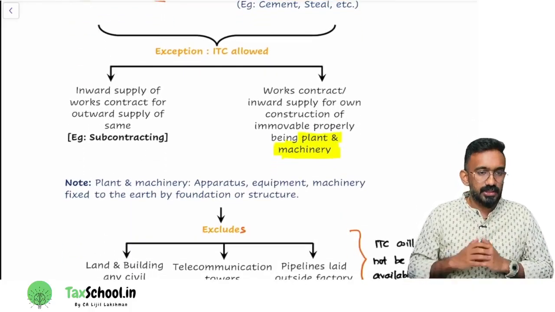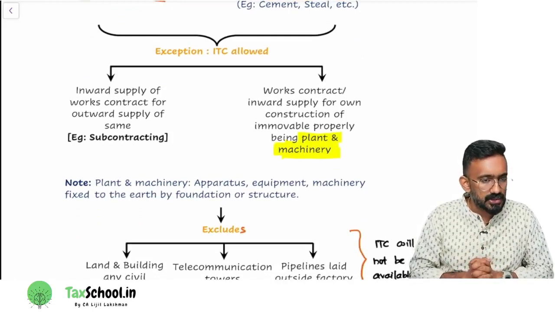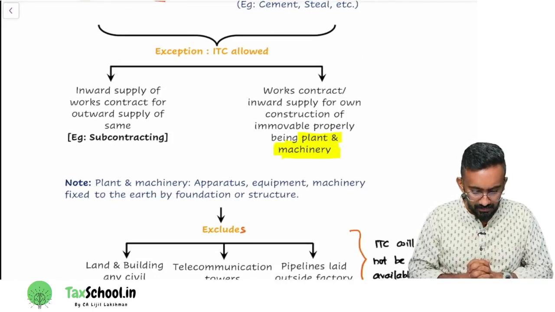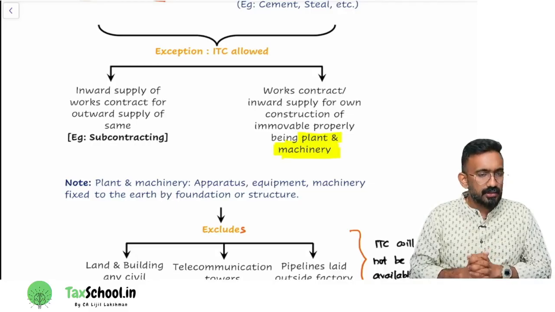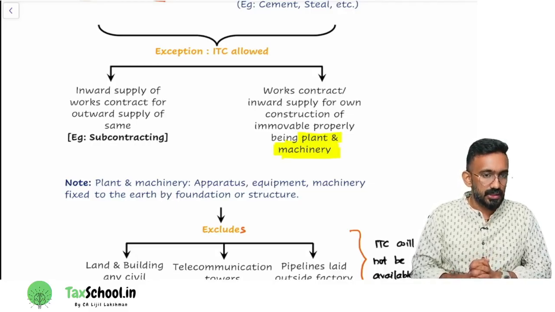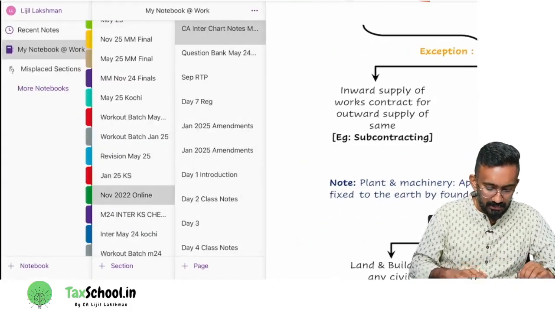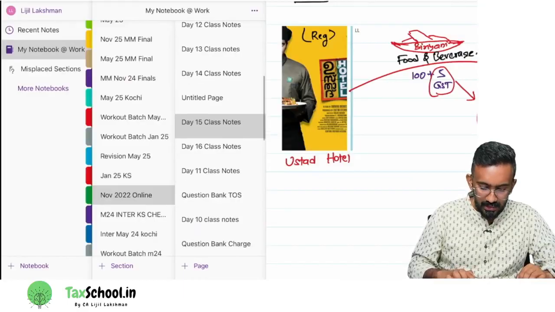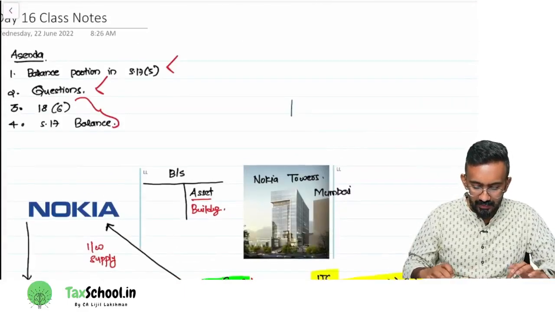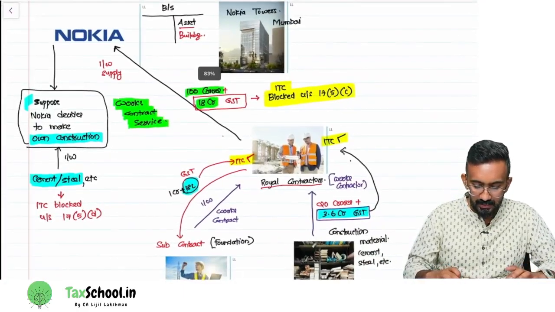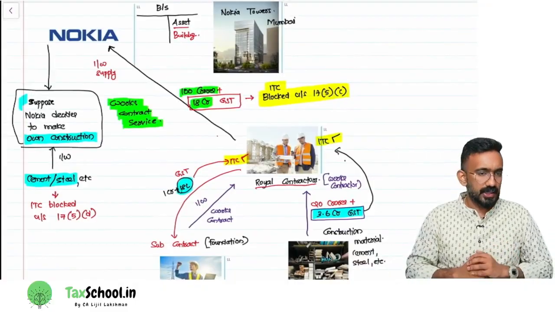Two exceptions to it would be inward supply of works contract service for outward supply of the same, or works contract or inward supply for construction of immobile property being a plant and machinery. In these two cases, you can take the ITC. There are two definitions that we have to look at, but we can look at them after we look at an example. I have given an example for you to understand this better. This example would give you full clarity.